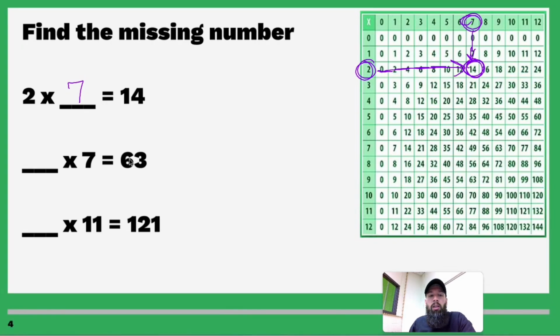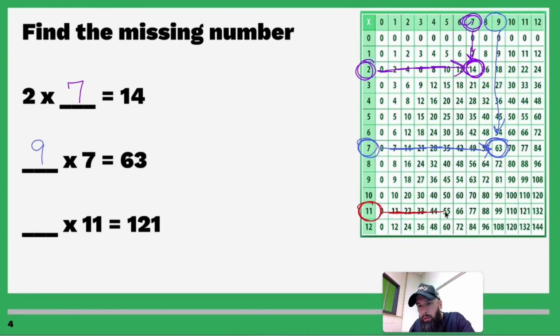What times 7 is 63? So pick 7 on one of them, and then 7 times which one of these is going to be 63? So let's go to 63. There you are. Let's circle you. And that happens to match up with 9. So 9 times 7 is 63. What times 11 is 121? Well, let's pick 11 on one of them.